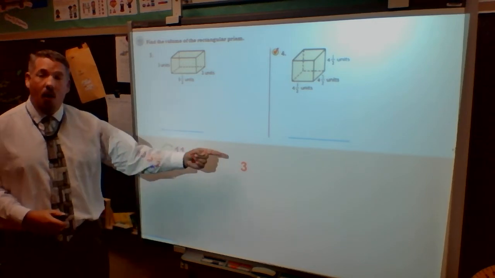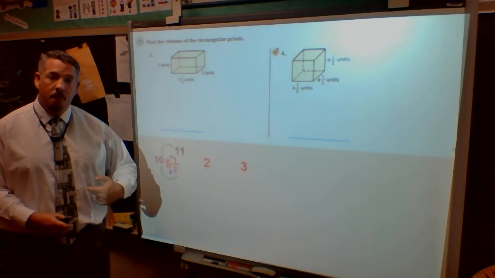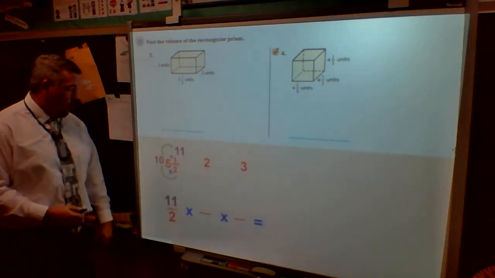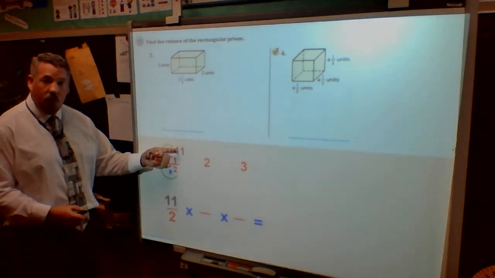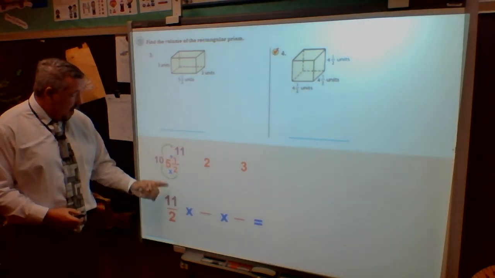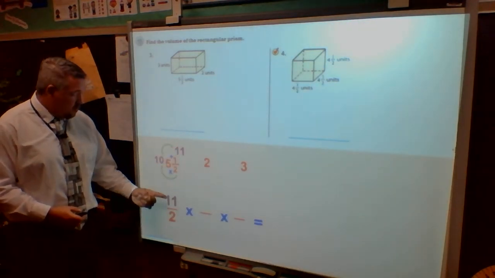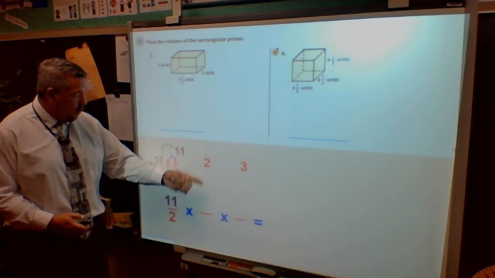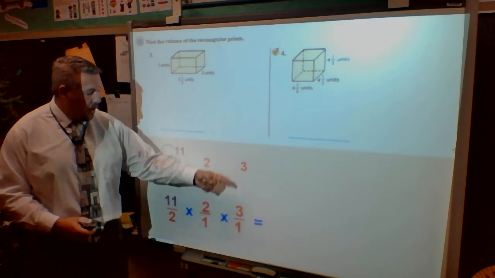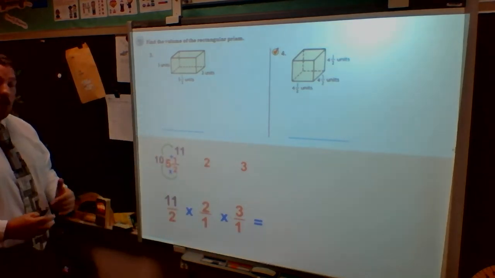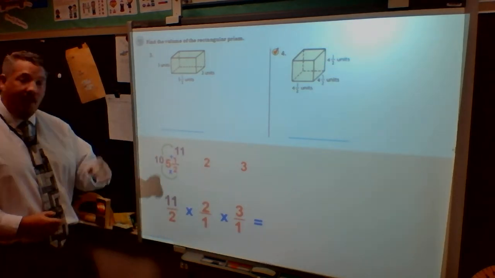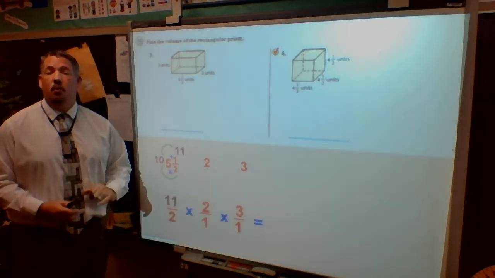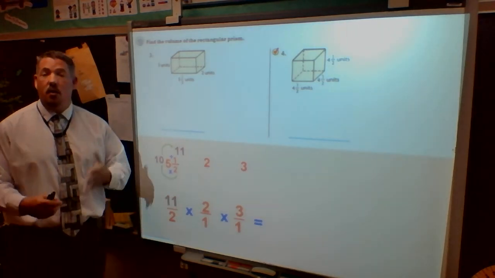And what do I do with my whole numbers to do my math? Hopefully you thought I put them over 1, because that's exactly what we're going to do. So I have my new numerator of 11. I keep my denominator of 2, so I have 11 halves. I'm going to multiply it by 2 over 1 and 3 over 1. I'm going to cross reduce where I can, and there's one place that I can cross reduce. I have a 2 and a 2. 2 and 2 go into each other one time.